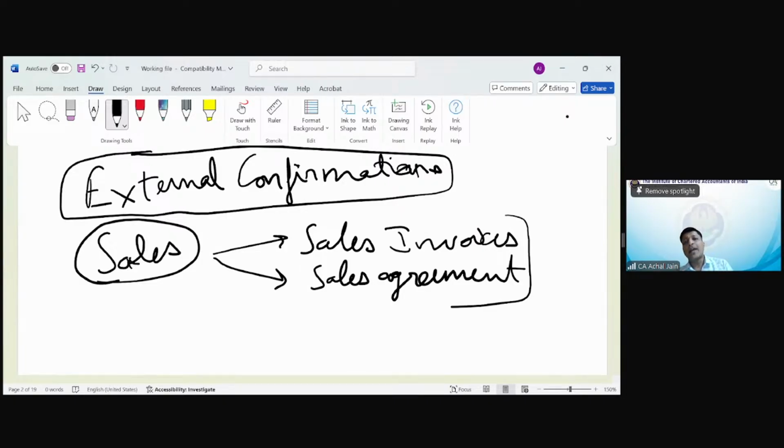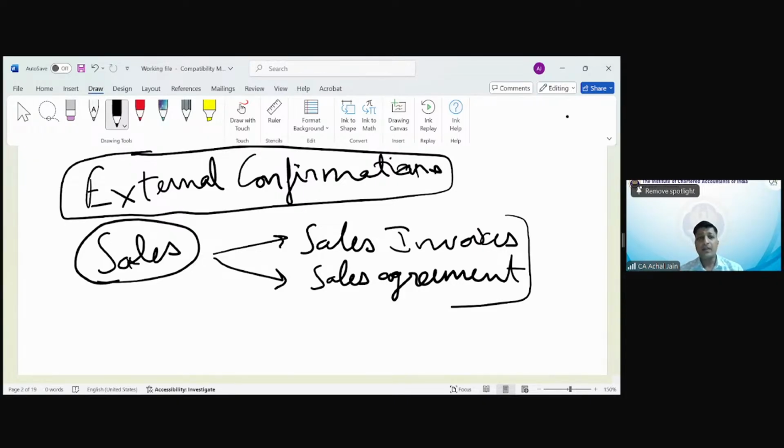So do you want to rely on those documents? Yes, of course, you will rely. But do you want to rely only on those documents? Answer is no. You want to go beyond that. Why? Because if you can get some external evidence, external means other than internal, then you will be able to rely more on that.